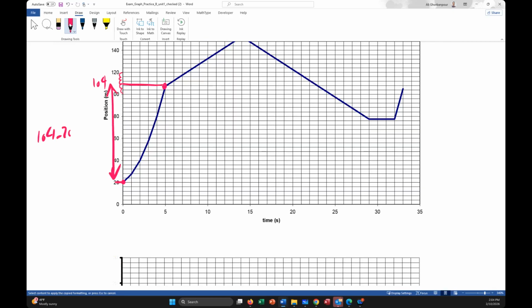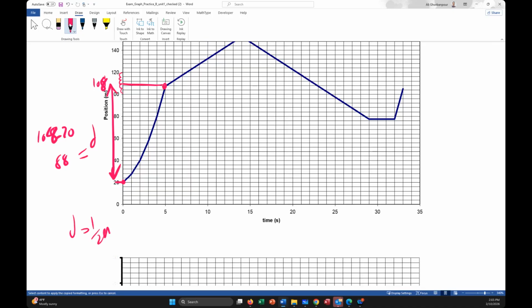104 minus 20. Can you check? 108, my bad. Yes, 108 minus 20. It is 88. So the displacement is 88. Remember, I would like to calculate the acceleration.